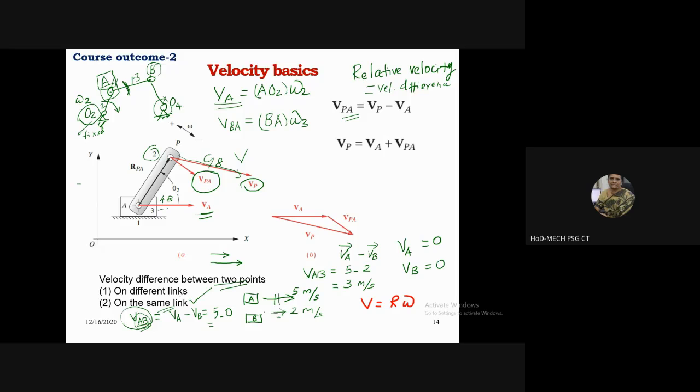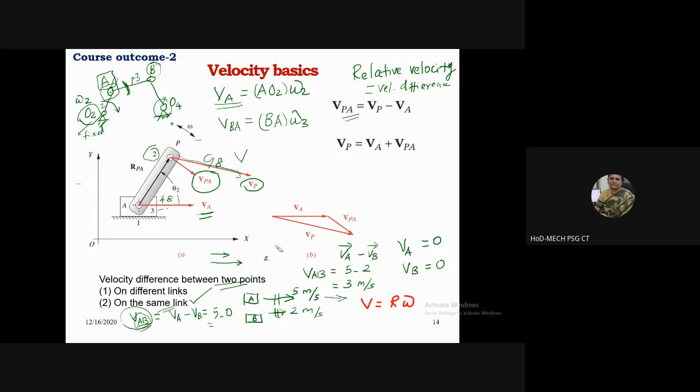Since these two are parallel to each other, oriented along the same direction, the relative velocity can be found out as 5 minus 2, 3 meters per second, which means that A moves along this direction in absolute terms at the rate of 3 meters per second if B is considered fixed. Actually, A is moving. Next instant of time, A would have gone through 5 meters, but B would have gone through 2 meters. So there will be a difference of 3 meters every second. That is called a relative velocity.